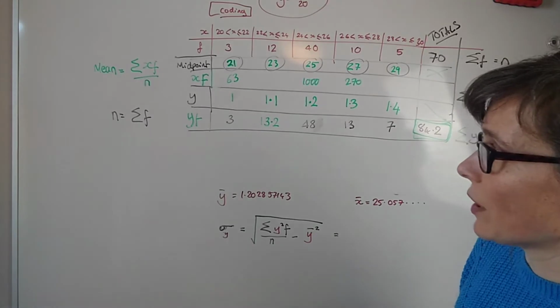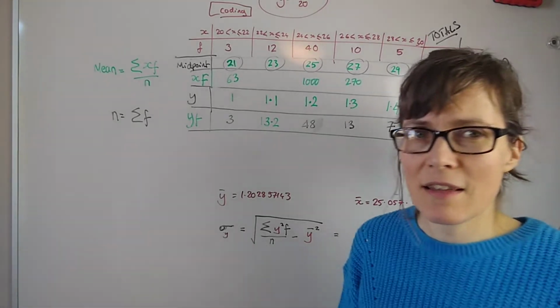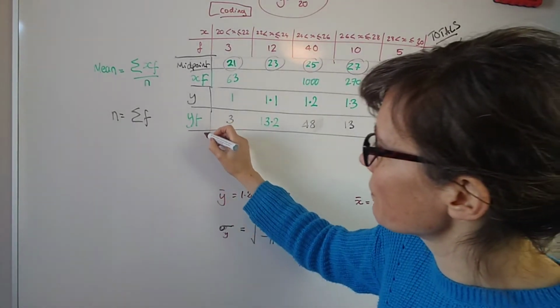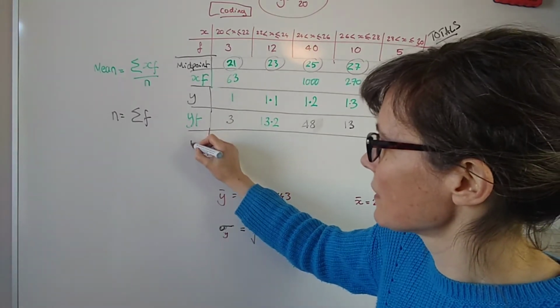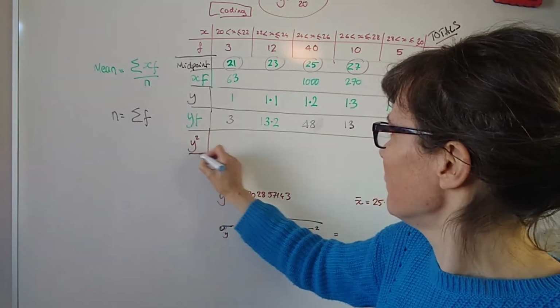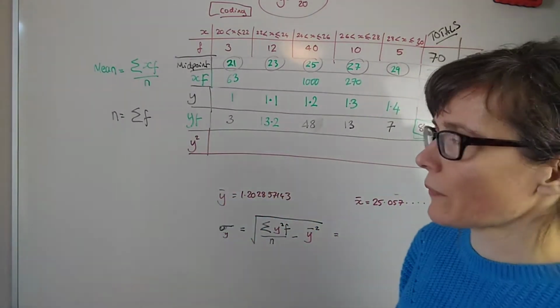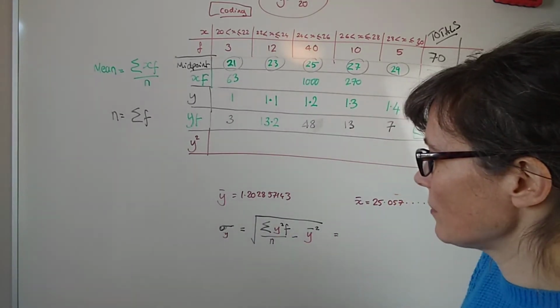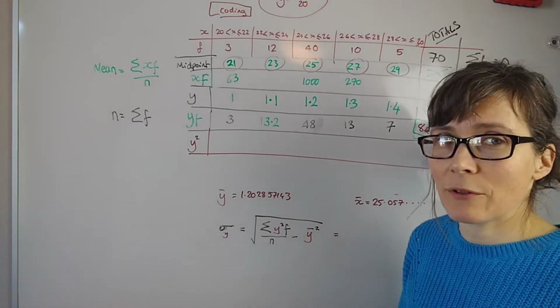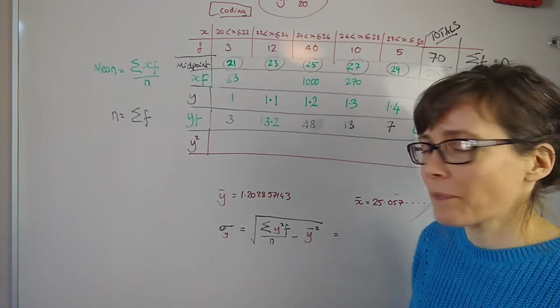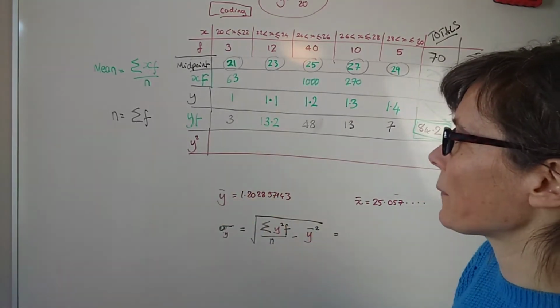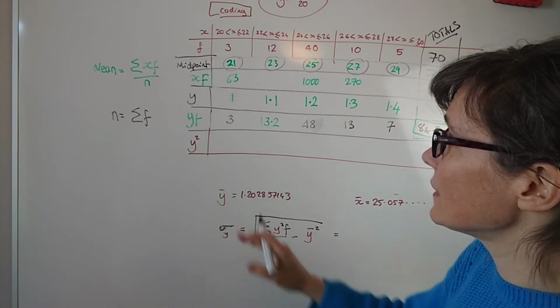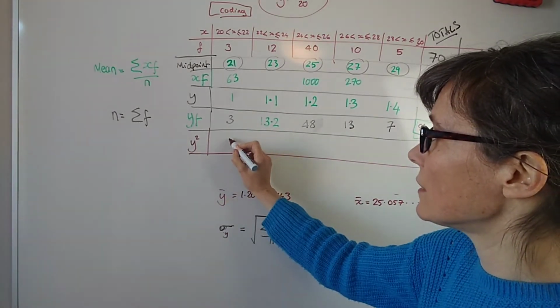What we don't know is y squared. So we need yet another row. So it's worth using a bit of space. I want y squared. So I could have done x squared, I could have worked entirely with x. But I'm going to show you how simple it is if you can use the coded data. Very simple transformation to get it back. So y squared is literally this number squared.